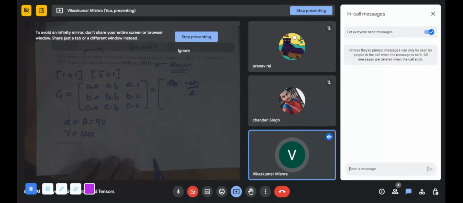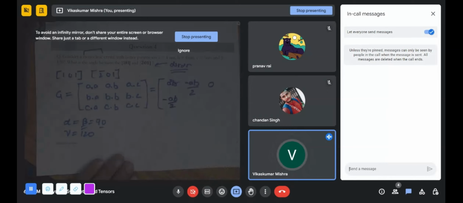A and c, what is the angle between a and c? The dot product of a and c will be 0, since the angle between them, that is beta, is 90. So this will be 0. Then b dot a will be minus a square by 2. Same, since dot products are commutative, both will be equal with each other.